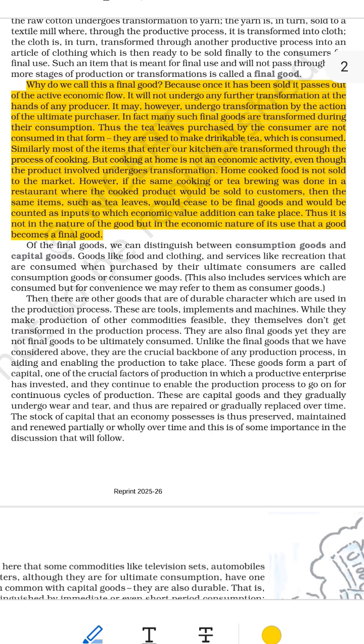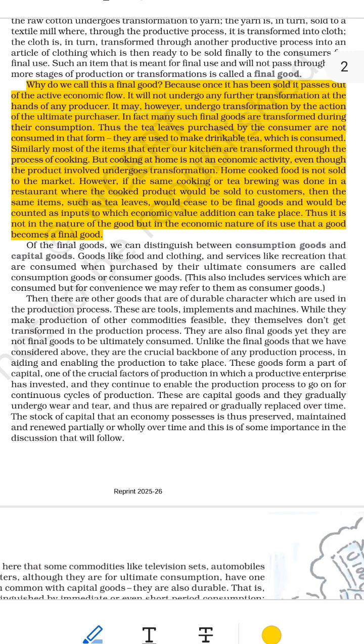5. Now let's look at the same tea leaves in a restaurant. A restaurant buys tea leaves. It makes tea. It sells the tea to customers. Now those tea leaves are not a final good. Why? Because they are used to make something else, tea. That thing is sold to others. The tea leaves were not the final thing. The tea was. So in this case, the tea leaves are an input or intermediate good, not a final one.